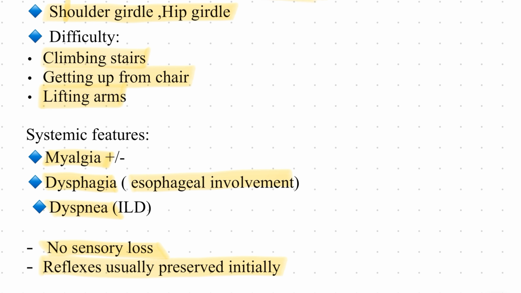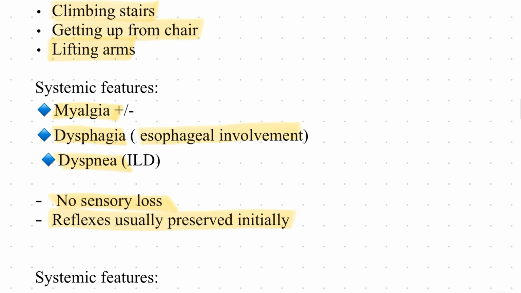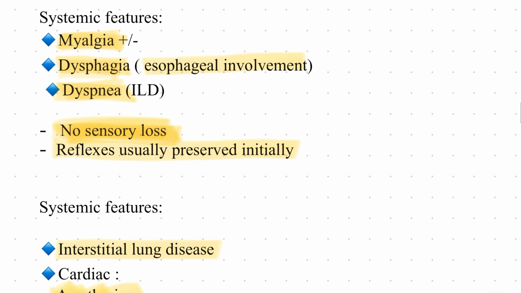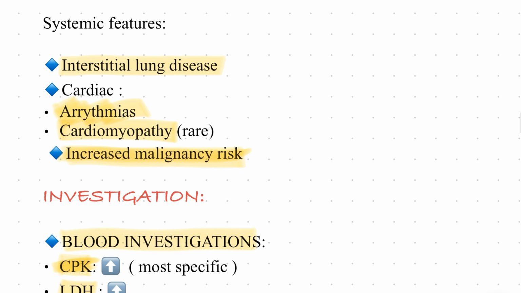Then shoulder girdle and hip will be involved most commonly. Systemic features: myalgia, dysphagia, dyspnea. No sensory loss will be involved, you need to remember this important point. Then systemic features: interstitial lung disease, cardiac involvement rarely, in that most commonly arrhythmia, and extremely rarely we'll see cardiomyopathy, and increased malignancy risk.